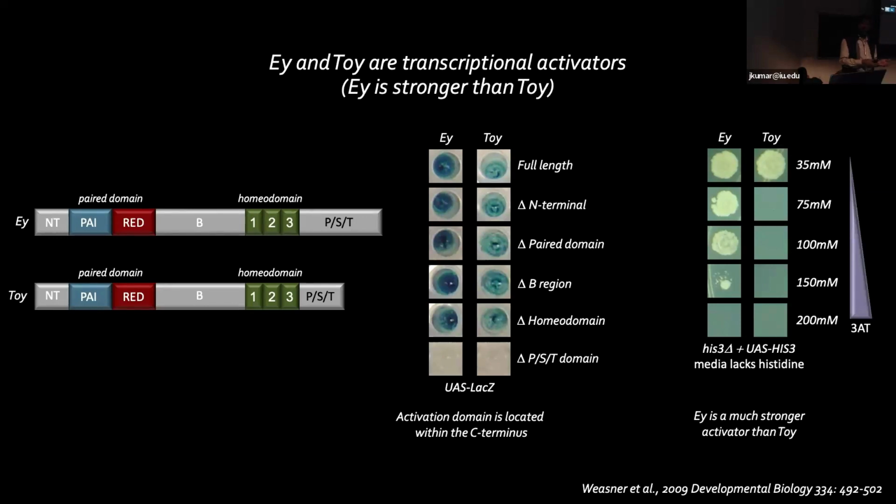So as we're building through this model, the idea is that Eyeless and Twin of Eyeless bind to the same targets in both organs. One is a very strong activator and one's a weaker activator. You want to have both of these in the compound eye to turn on your targets to a level to give you a compound eye fate. However, in the ocelli, you want to tune down the activation of that network, so you repress the expression of the strong activator and you leave only the weak activator on.